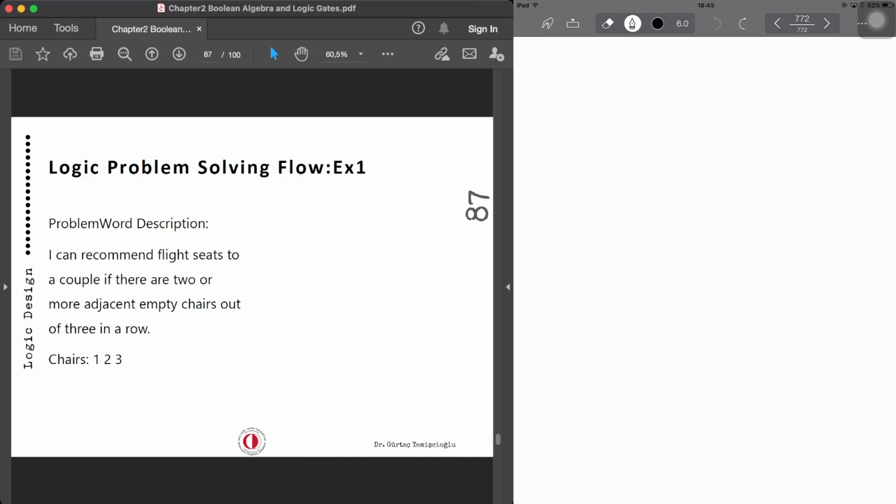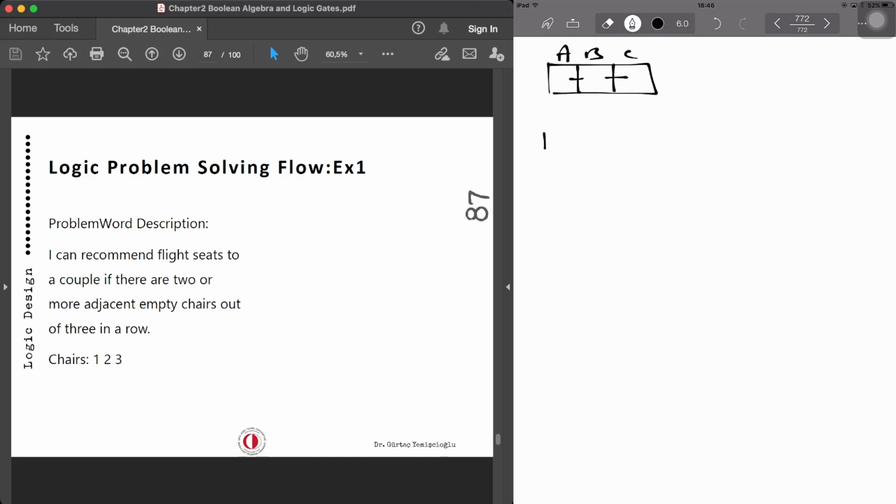It says, I can recommend flight seats to a couple if there are two or more adjacent empty chairs out of three in a row. So we are actually looking at two or more chairs next to each other which are empty. Let's say we have got three seats, A, B, C. And we are looking for two adjacent chairs, so either A and B or B and C. They have to be free so that we can book it and arrange it for a couple.